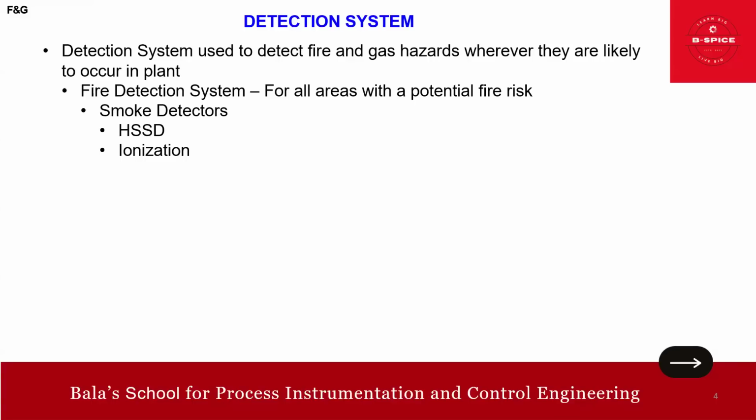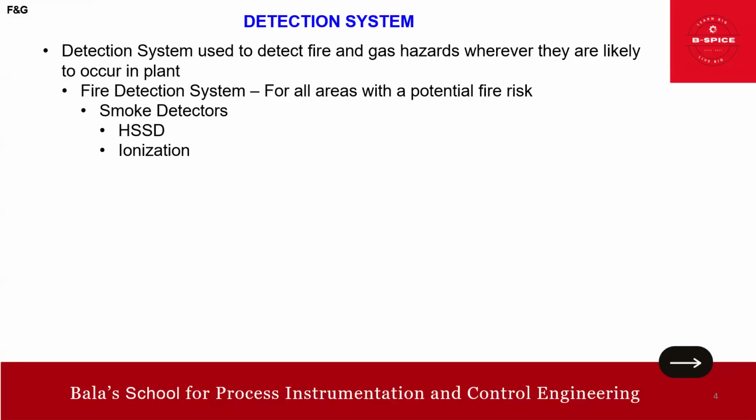So the ionization process: this radioactive material, kept between the two electrically charged plates, ionizes the air, creating a flow of ions, meaning charged particles, between the plates. Then how does it detect? When smoke enters the detector, it disrupts this flow of ions, thereby reducing the current and triggering the alarm.